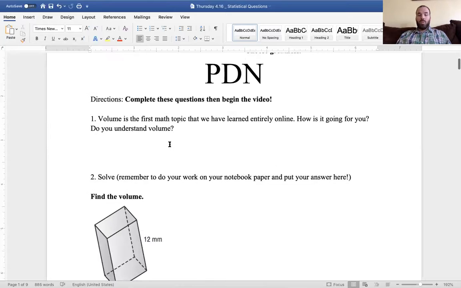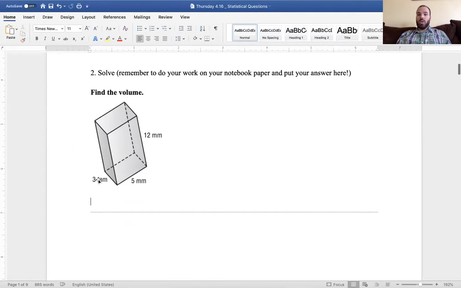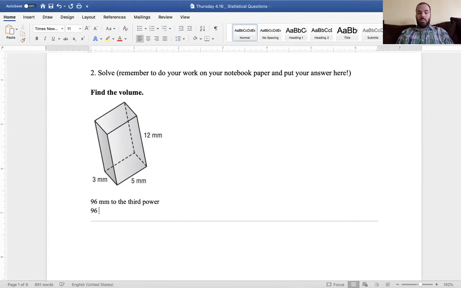Okay, hopefully you have answered 1 and 2. Number 2, I'm not going to write out right now, but you should do length times width times height. 3 times 5 is 15, times 12 is 96, so your answer should be 96 millimeters to the third power. You also could say 96 millimeters cubed, and if you have figured out how to do the exponent, you can use the exponent to say to the third power.